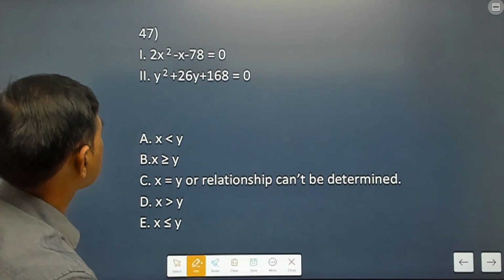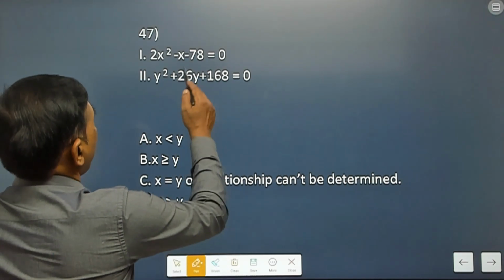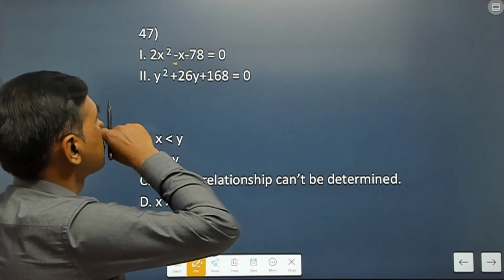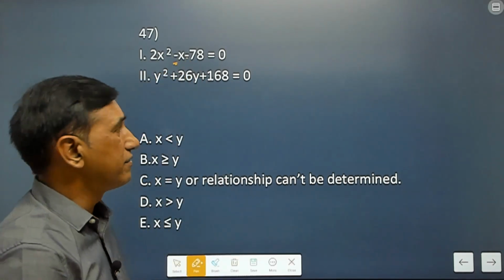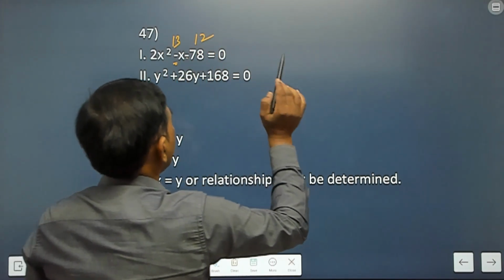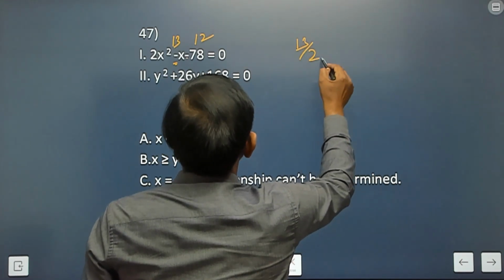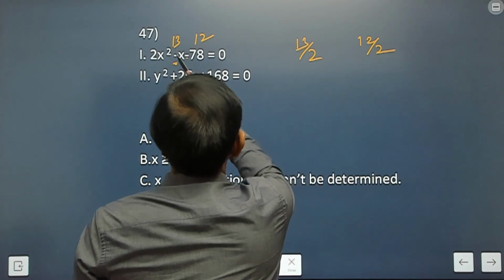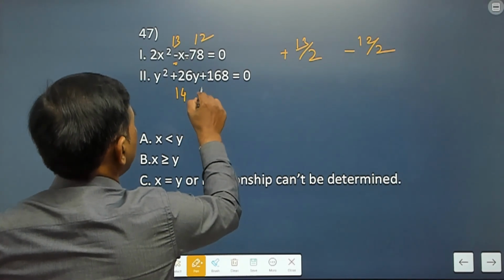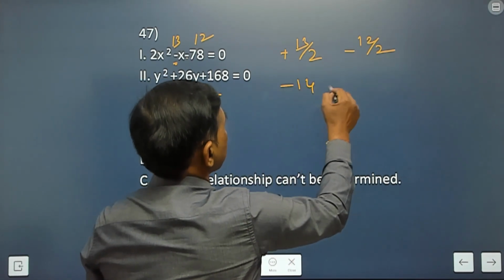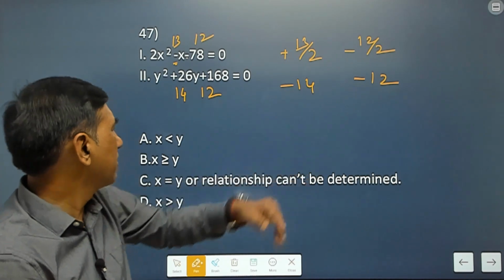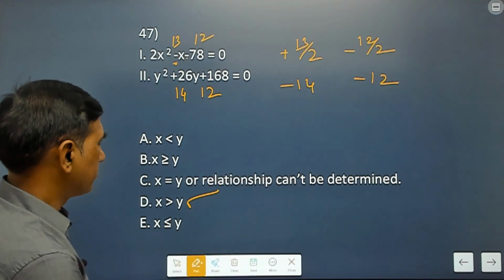Sure, 2x square minus x minus 78. So basically this is 1 and you have to subtract. So 78 into 2, it is 156. And 156 is also a very common number, 13 into 12. So 13 by 2 and 12 by 2, since it is minus, so this will be plus, this will be minus. This is plus plus, this has to be 14 and 12. So minus 14, minus 12. So in all probability this x is greater than y.